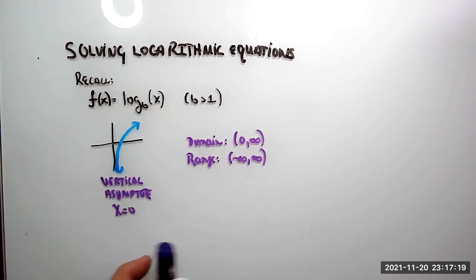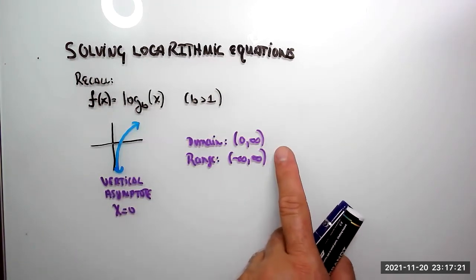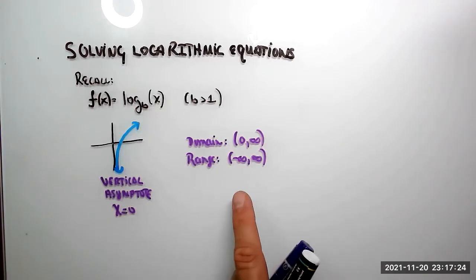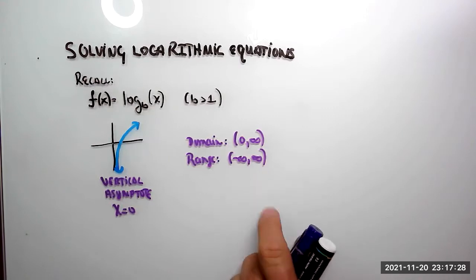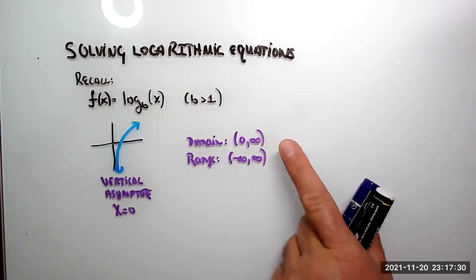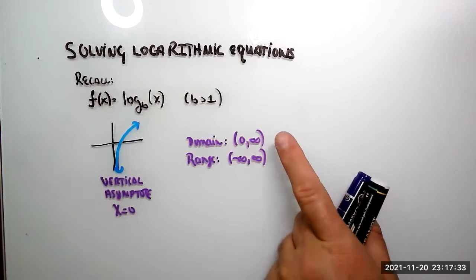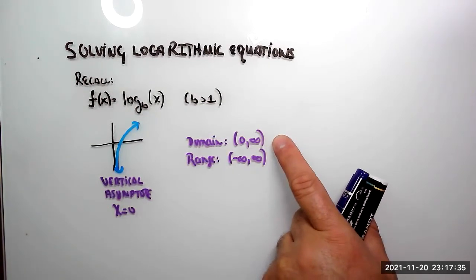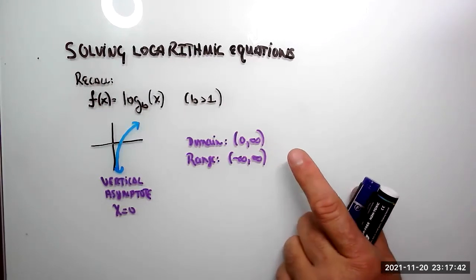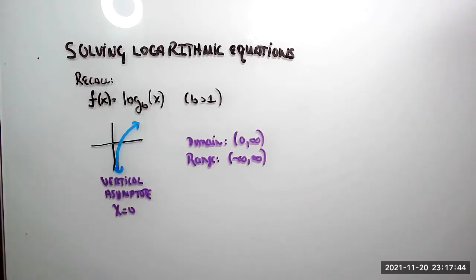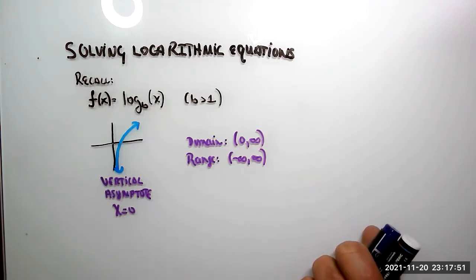Its domain is from 0 to infinity, in other words, all positive numbers. The range goes from negative infinity to infinity, in other words, all real numbers. So the domain is all positive, the range all real. It's imperative that we remember that the domain is all positive numbers. Every time we solve an equation, we must check the answer because the log can only take as an input positive numbers due to the domain.